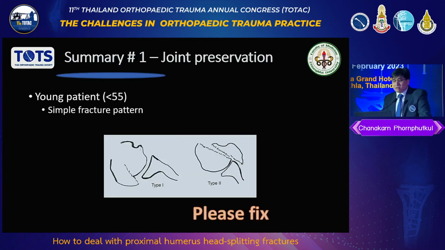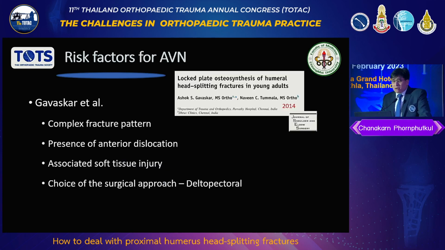So what does it mean? Young patients, simple fracture, fix it, don't replace it. That's the data we have. What else are the risk factors of avascular necrosis? First, we know it's a complex fracture pattern, right? Then the presence of anterior dislocation, the associated soft tissue injuries, and the choice of surgical approach: if you don't do it well, you destroy some blood supply.